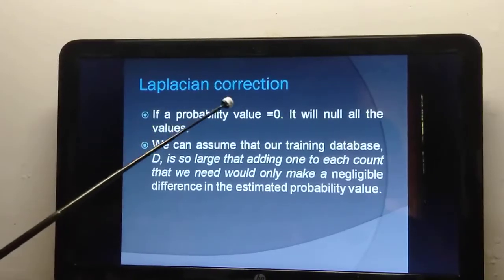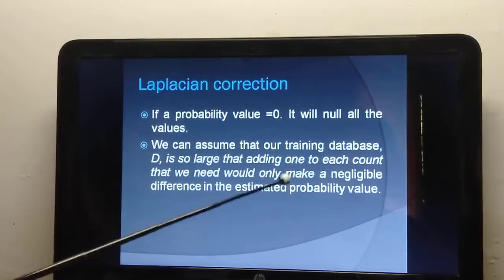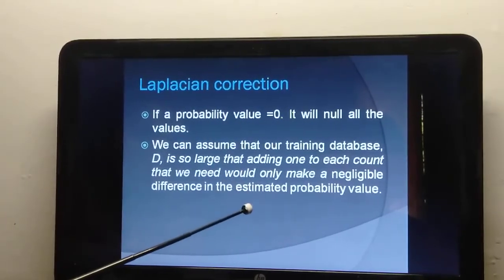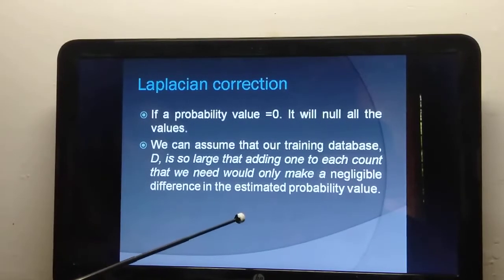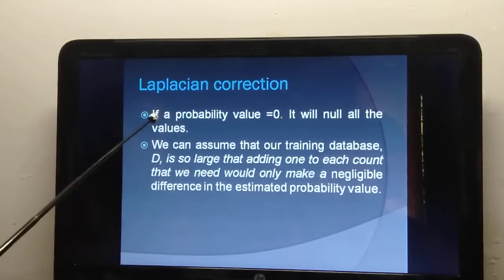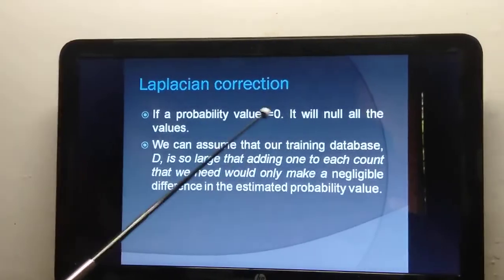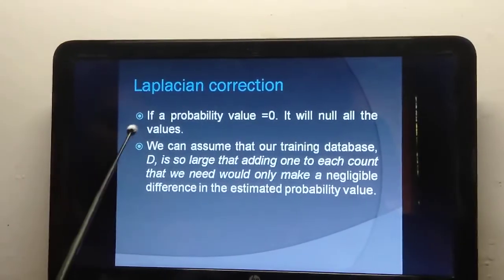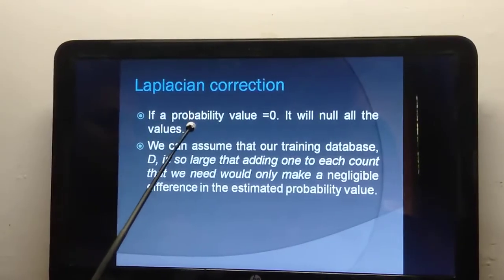For example, for middle-aged, we had 0 number of no's. You remember, we had 0 number of no's. So if we have 0, the probability value will be equal to 0. It will null all the values. So when you multiply, you will get all the values null. Okay, so this is a problem.